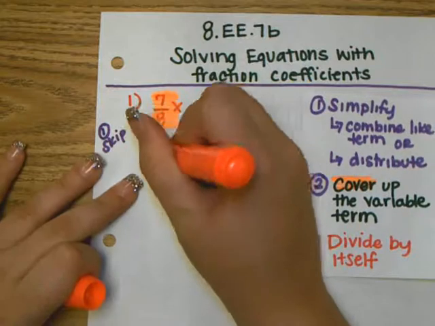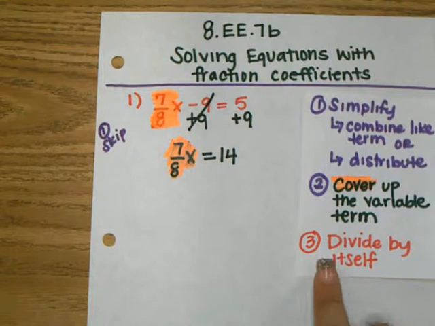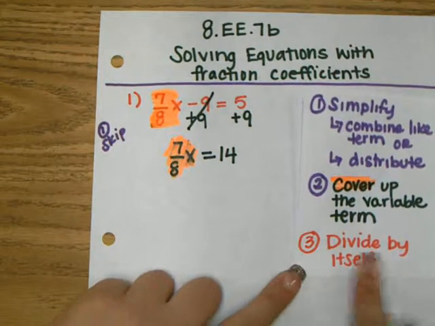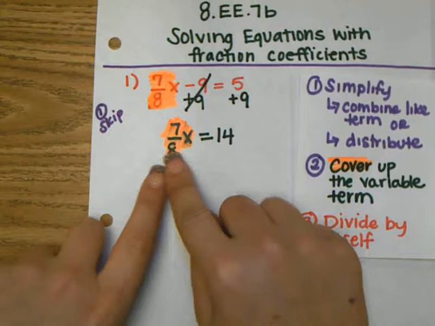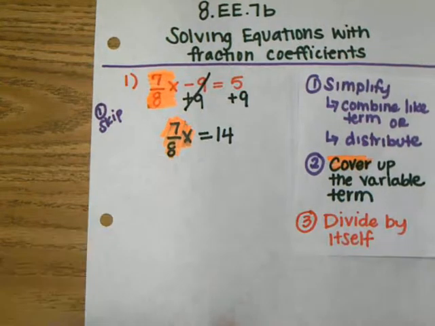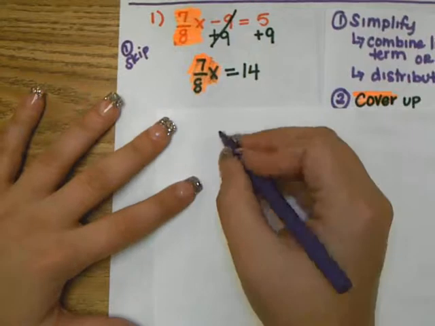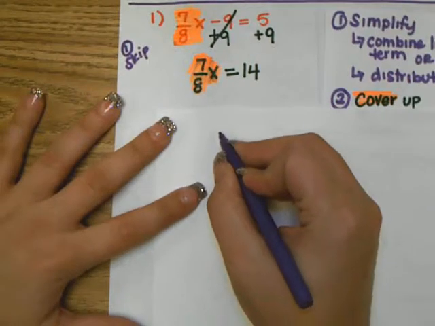Then, when this is by itself, the last step is to divide by itself. However, it's a fraction, and we should know from past math classes that when you divide with fractions, it's the same thing as multiplying by the reciprocal. So let's take a second to look at an example.